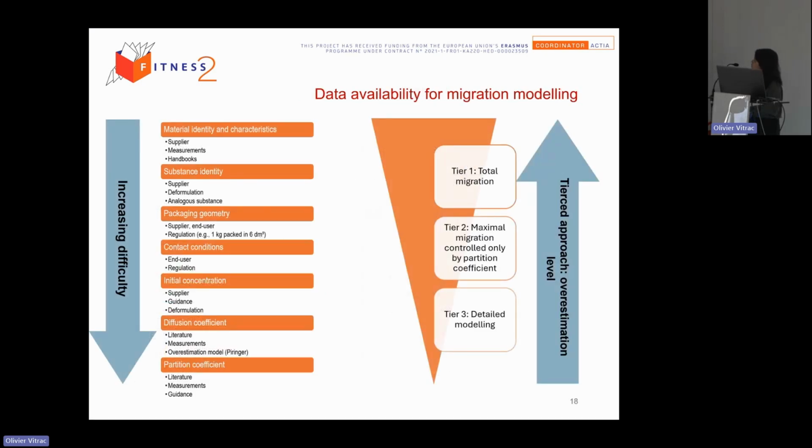So here, just to summarize, all the data we need to launch migration modeling, in order of increasing difficulty. First, we need to know the material, the substances, the packaging, and the contact conditions. And after, we need to know the diffusion coefficient and the partition coefficient. And I put here also some of the literature sources if we need to get the values.